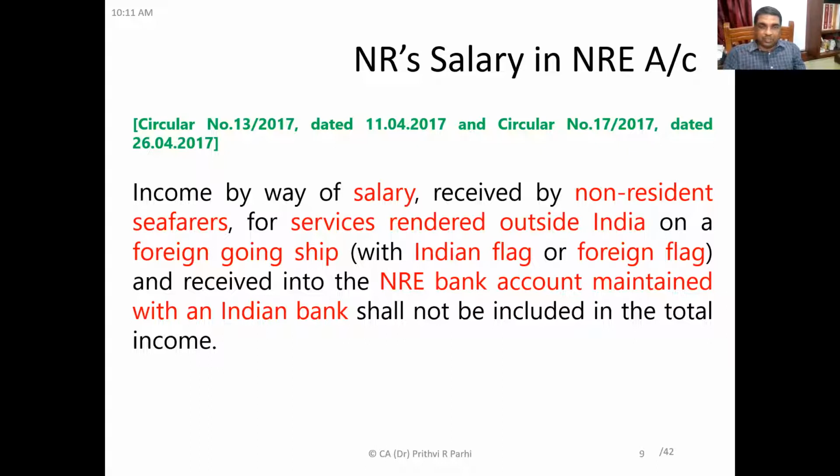To the extent of my knowledge, I feel that in an NRE account you can keep money in foreign currencies. But exactly what it is, you have to inquire with the bank, or you can Google it and find out. There are other accounts like the NRO account, non-resident ordinary account, while the NRE account is an external account. There are some differences between them, so we need to research to understand them.